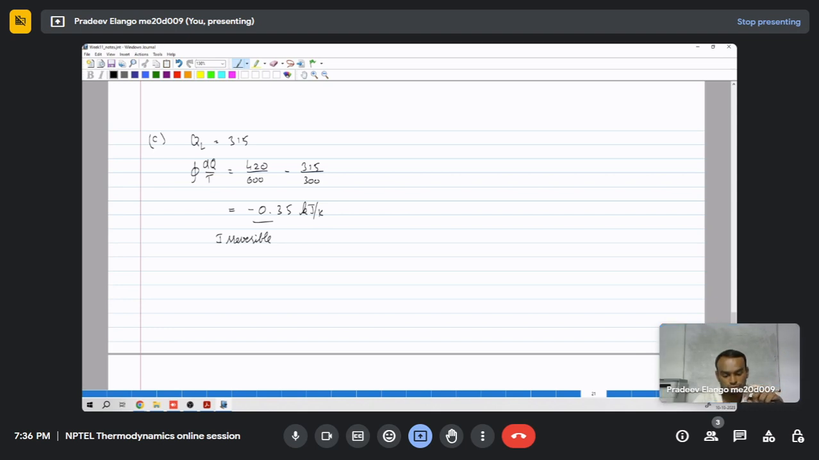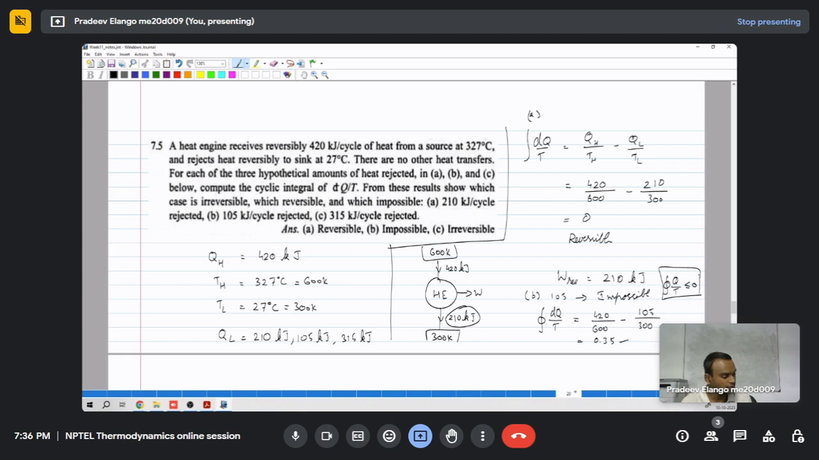Yes, sir. Sir, what would be the work done for these cases, sir? We can calculate work done. Here the work output is always less than or equal to 210. Case 1 is 210, so the work output is also 210, and the heat rejected to the low temperature reservoir is also 210. The other cases are always less than 210. In the impossible case we will get something more than 210, so that is not possible.